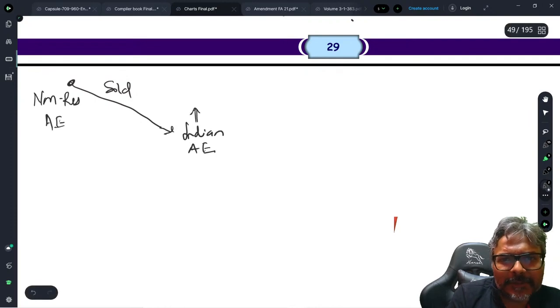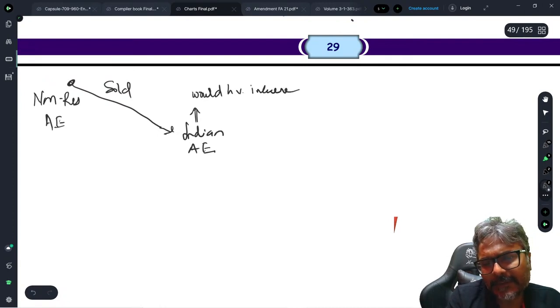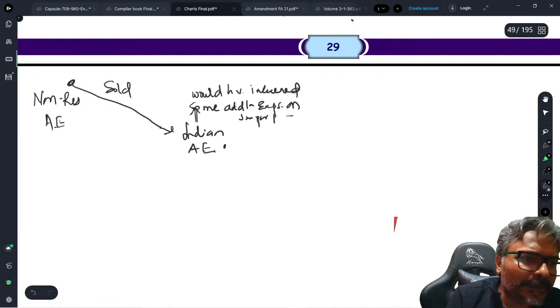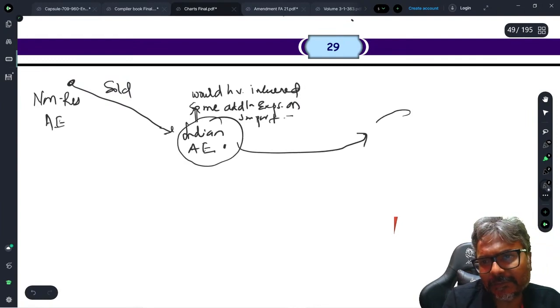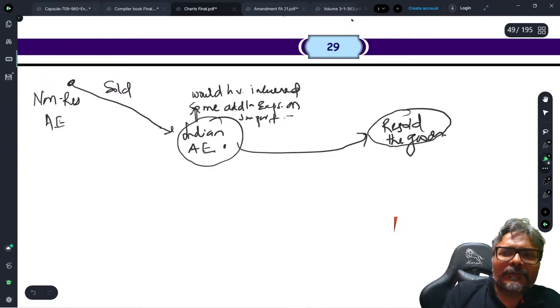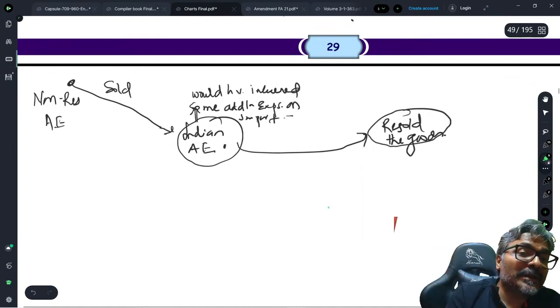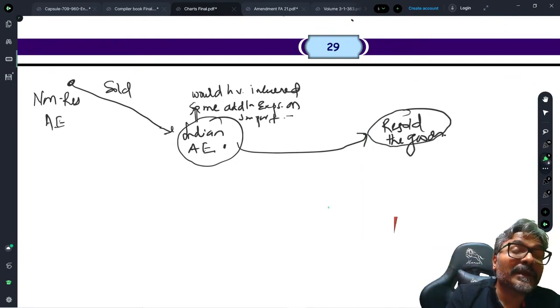Now in this context, students, maybe the Indian A would have incurred some additional expenditure on import. Okay. And then thereafter, students, the Indian A would have resold the goods as it is. Now, accordingly, they will also give you the comparable. Here is a comparable. So, this is such an important one because here we have to compare this with the transaction net margin method. We should always compare this with the transaction net margin method, which I'll do a bit later.